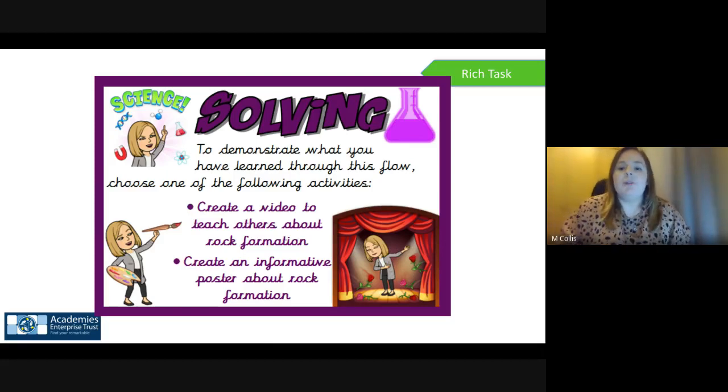If you're creating a poster, remember to make sure it is colourful. Please, if you are doing the solving task, take your time on it. I don't want it to be rushed. If you want to earn those 10 extra dojos, please make sure you take your time. Use the key vocabulary. Make it bright, make it colourful, make it informative. Make sure you have got the definitions correct for your task.